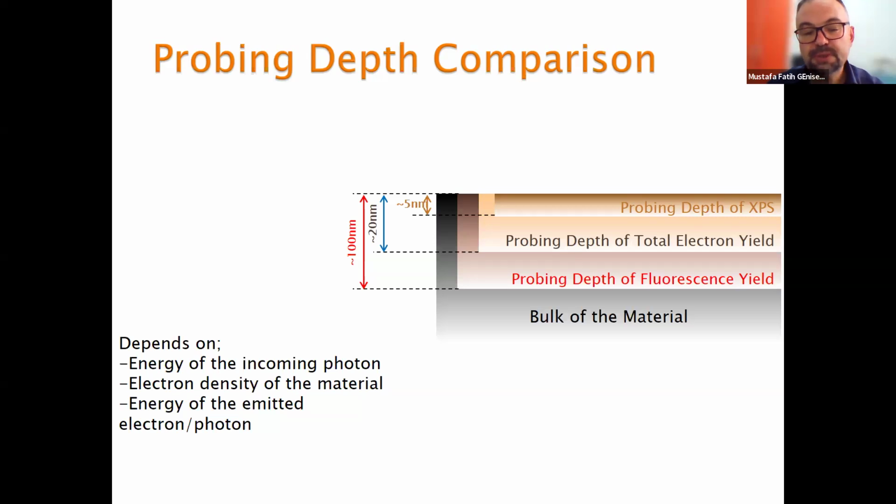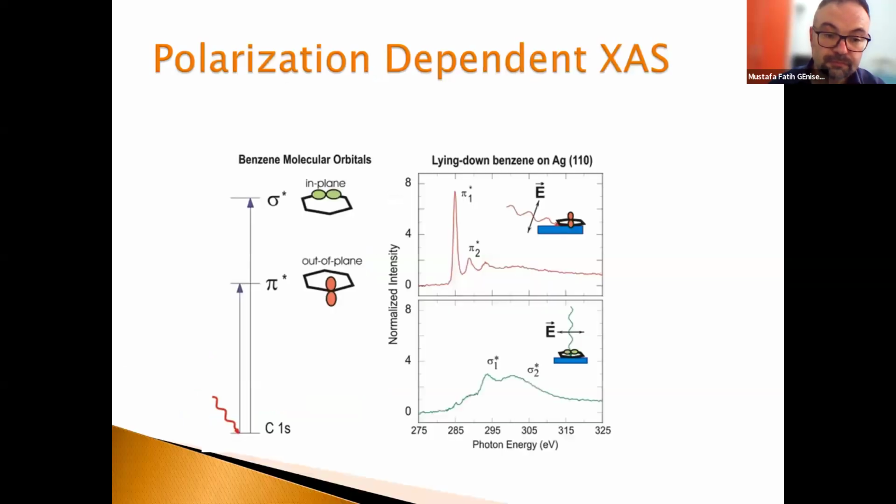But here, you have to be careful, this depth depends on the energy of the incoming photons and electron density of the material and the energy of the emitted electron or photon. And polarization dependent X-ray absorption spectroscopy, also, we can do this in HESEB.